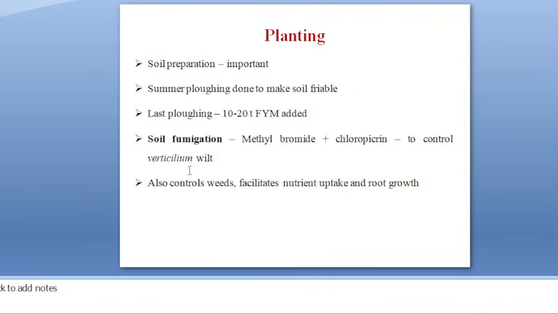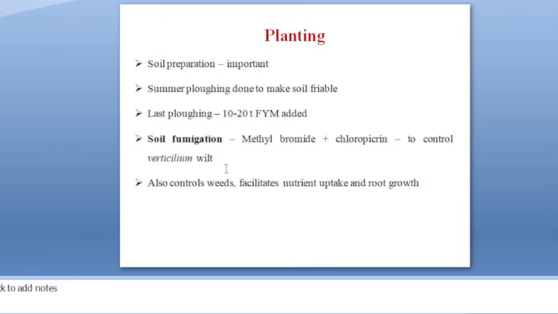Along with that, one important operation we have to follow before establishing the strawberry orchards is soil fumigation. That means disinfecting the soil using chemicals or by exposing the soil to high temperature. Normally chloropicrin and methyl bromide can be used. This will help in avoiding the problem of verticillium wilt in the later stages of plant growth. Apart from this, some amount of weeds we can avoid in strawberry cultivation. So the fumigation aspect is very important here. Just like how we do it in other flower crops, in the same way we have to do the fumigation in the greenhouse.